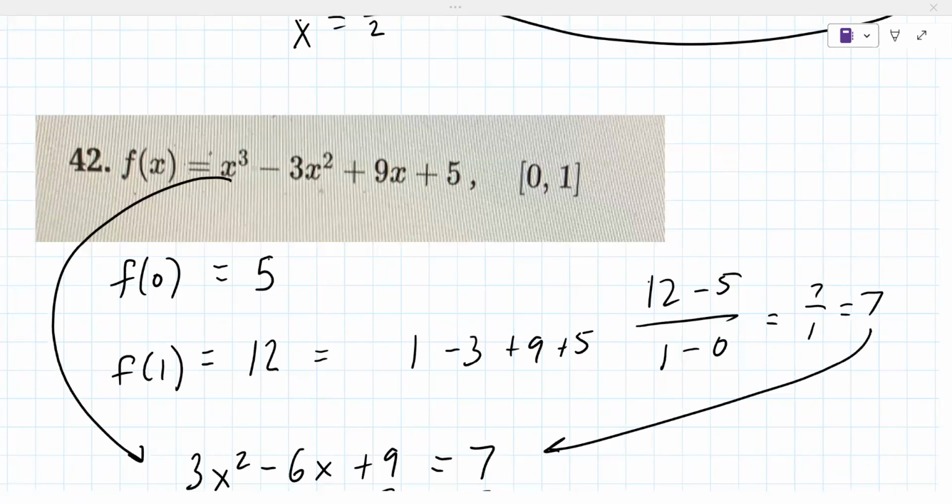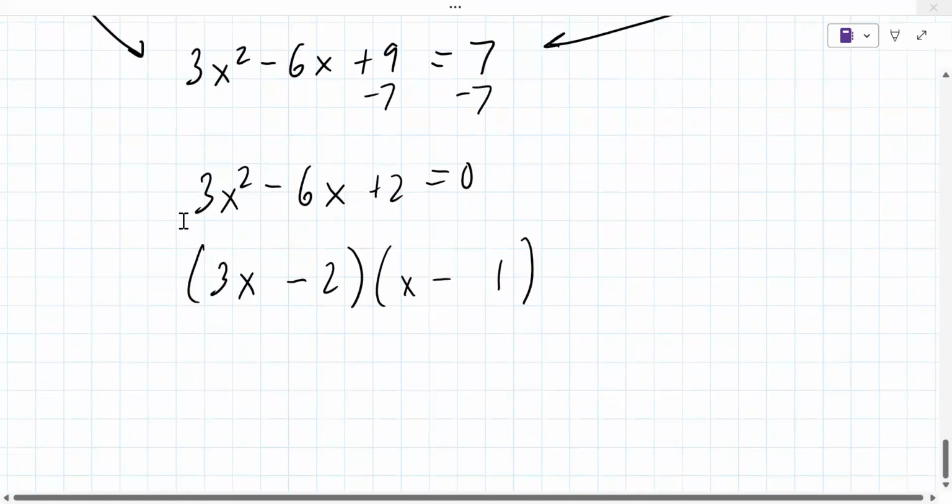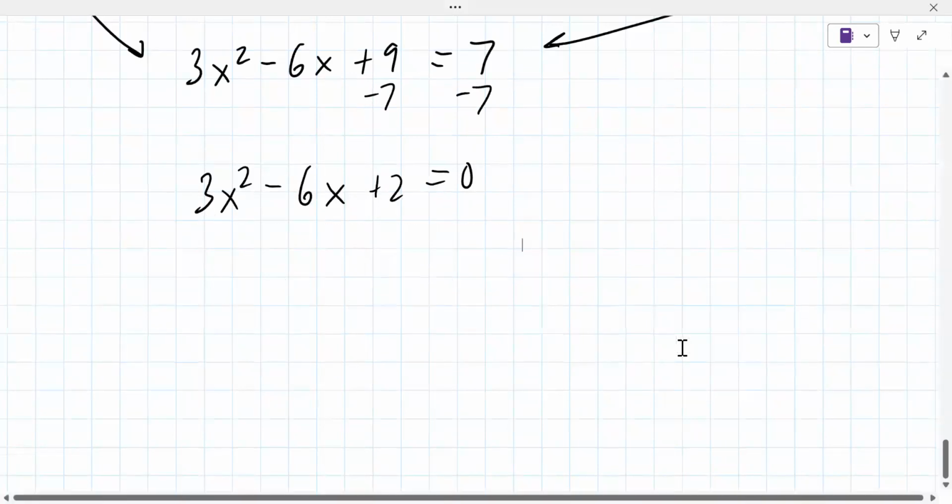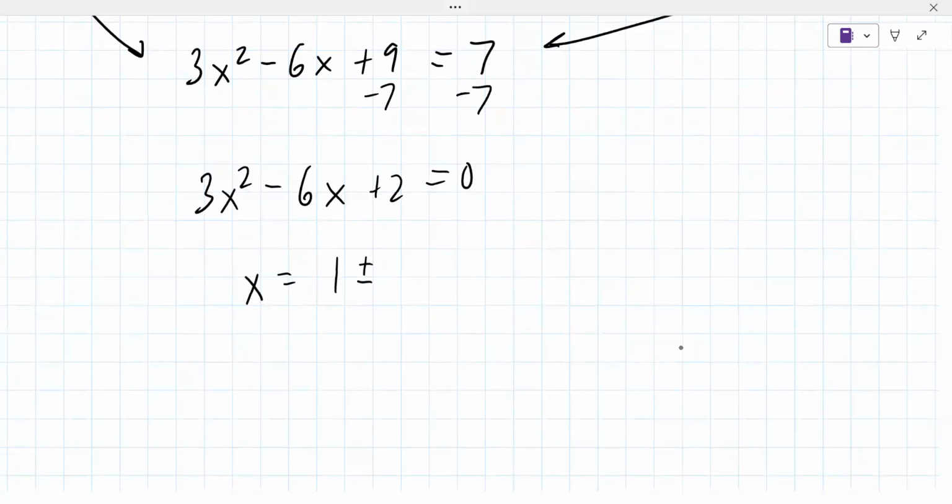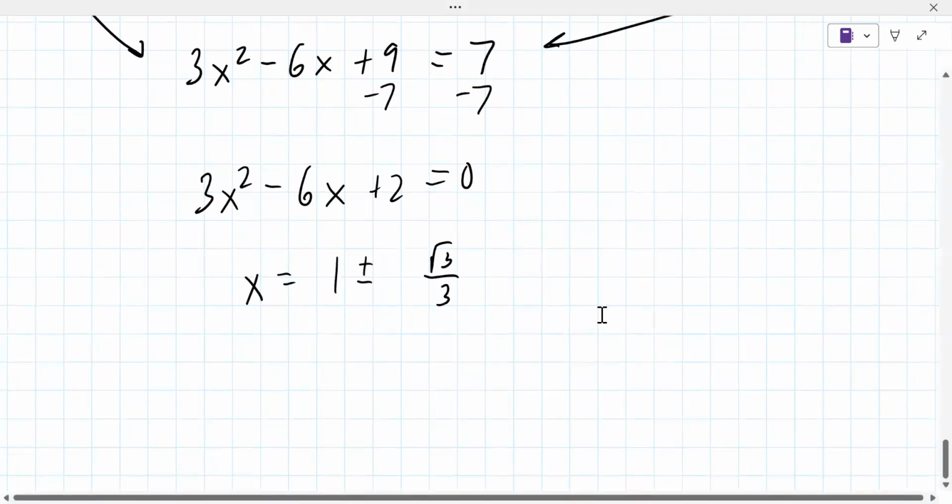3x squared minus 6x plus 9 equals 7. So you have to use the quadratic formula for this. Okay. And the solution ends up being 1 plus or minus square root 3 over 3. Something to think about. I'll just keep that on my reference sheet so that I have it just in case.